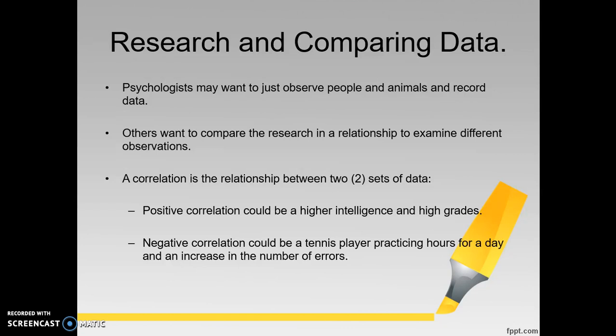Now, a negative correlation would be something that we don't expect to happen. For example, a tennis player practicing for hours and hours on a day, and they're not getting any better. They keep increasing the number of errors or mistakes they make. We'd say, well, this person's practicing a lot, why aren't they getting any better? That would be a negative thing. So positives, we expect that to happen. Negative is we don't expect that to happen.